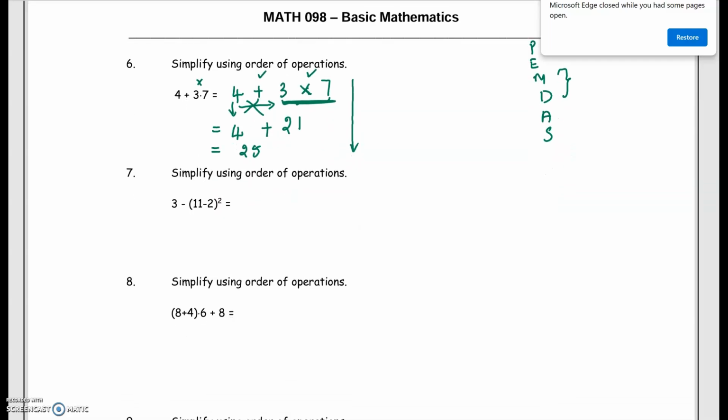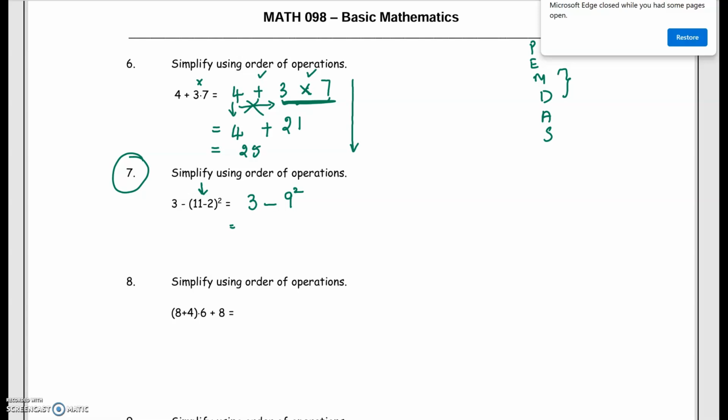So here we have parentheses. So parentheses first. So we're looking at problem number 7. Parentheses first. But I write down the 3 minus anyway. 11 minus 2 is 9. 9 is a single number, which means I've simplified 11 minus 2 completely. And I get a 9, so I do not need to put my parentheses anymore because it's a single number.